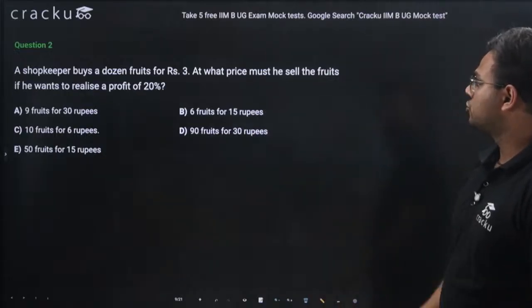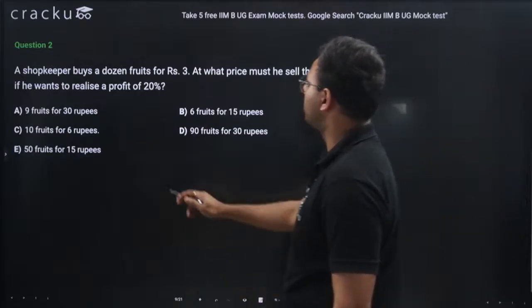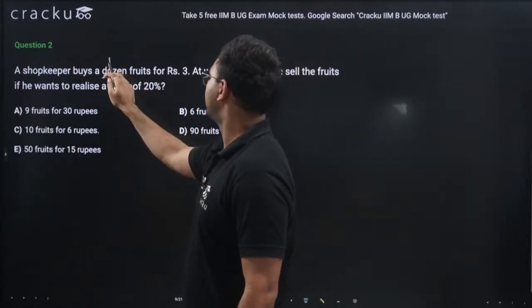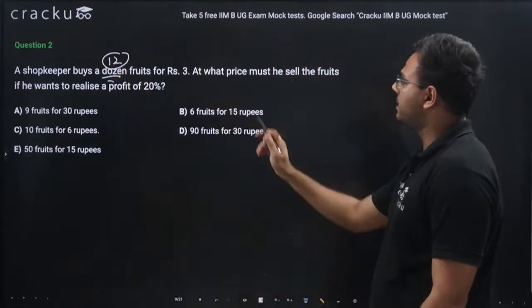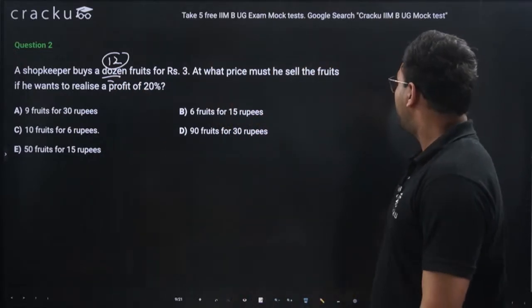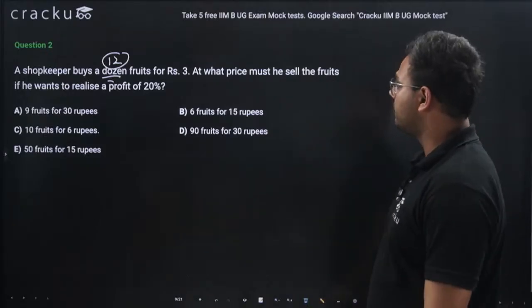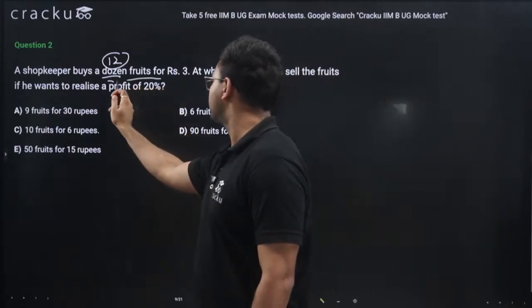It is given a shopkeeper buys a dozen fruits for rupees 3. A dozen is equal to 12. A shopkeeper buys a dozen fruits for rupees 3. At what price must he sell the fruits if he wants to realize a profit of 20%?